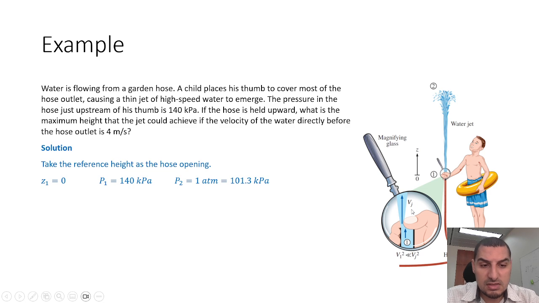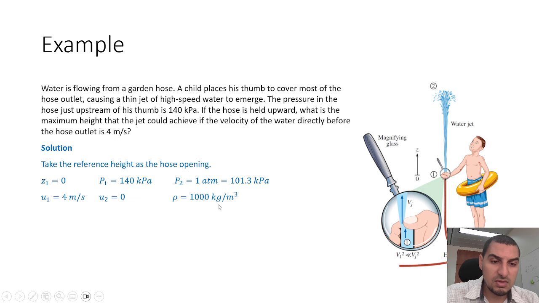We know Z1 is 0. We know P1 is 140 kilopascal. P2 is 1.3 kilopascal, which is atmospheric pressure. We know the velocity here is 4 meters per second, and the velocity here is 0. And we know, of course, the density of water is 1000 kilogram per meter cubed. So we can now write the Bernoulli equation between these 2 points.